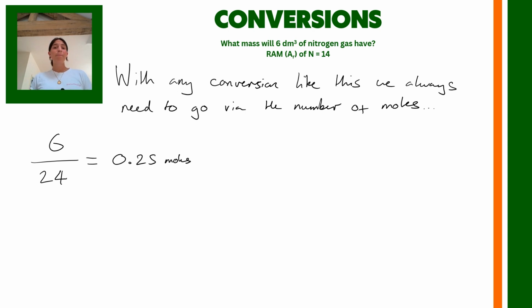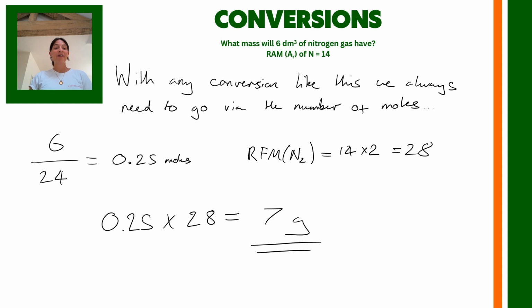Now I need to work out what mass that is, and in order to do that, I need to think about my equation that relates mass to number of moles of a substance, and it's figuring out my relative formula mass. I need an extra piece of knowledge here, which is to know that nitrogen is a diatomic molecule, which means that there are 2 nitrogens bonded together. So 14 times 2 is 28. That is my relative formula mass. And then if I have 0.25 moles of them, I have 0.25 times 28, which is 7 grams in total of nitrogen gas.